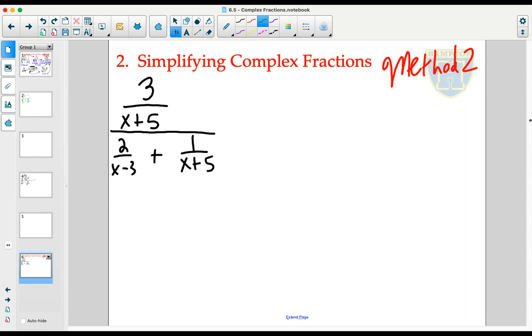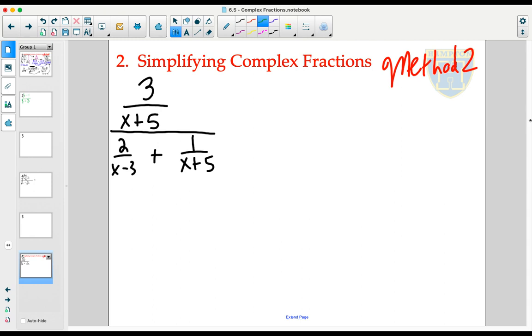Our second method for simplifying complex fractions requires us to look at the individual fractions, the individual rational expressions that make up the larger complex fraction, and think about their common denominators simultaneously. So in the previous example with the previous method, we only looked at the numerator and the denominator separately. What did I need to create common denominators in the numerator, and what did I need to create common denominators in the denominator of the complex fraction? Method number 2 says look at everyone together.